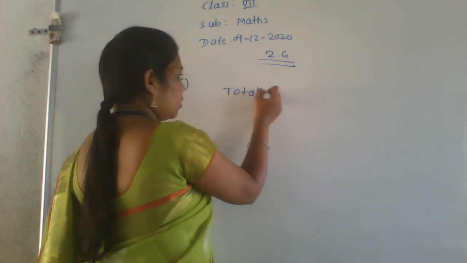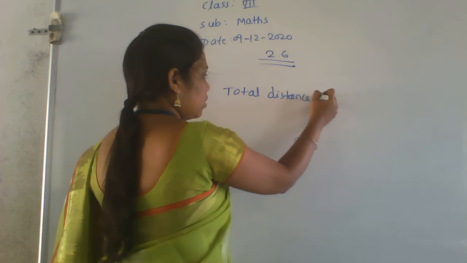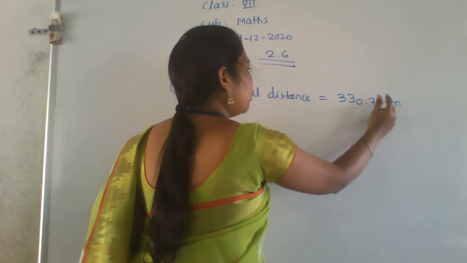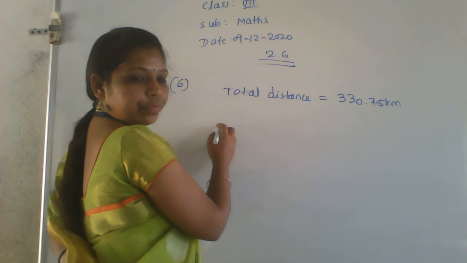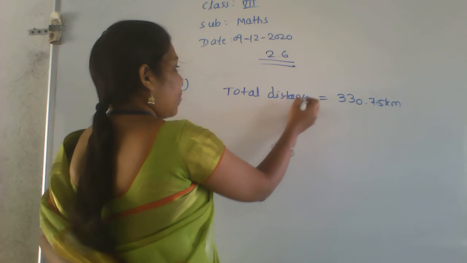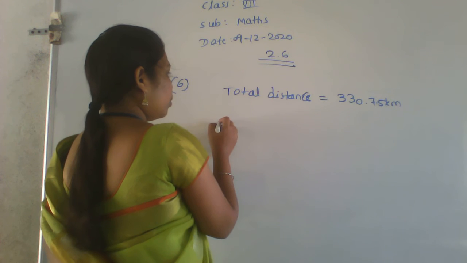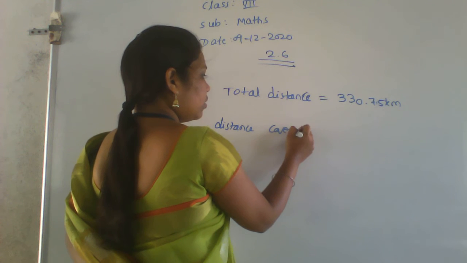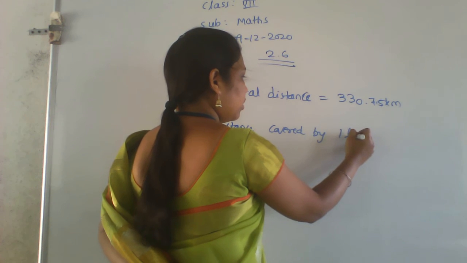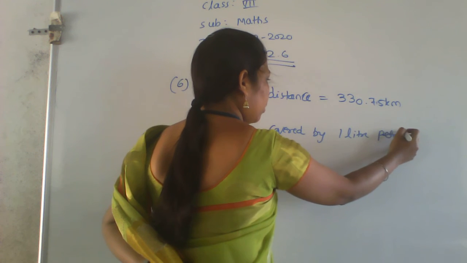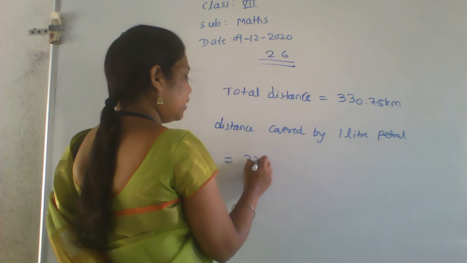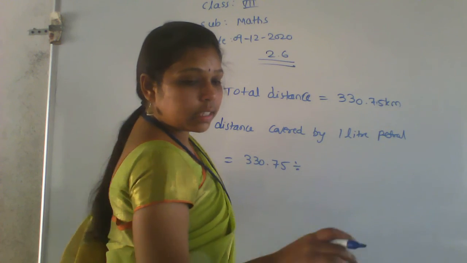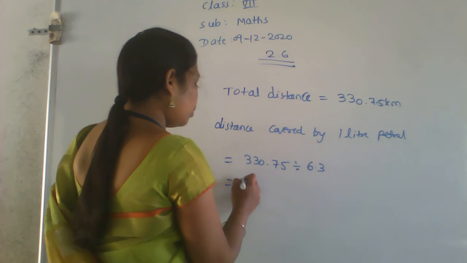Total distance is equal to 330.75 kilometer, and so the distance covered by 1 liter of petrol is equal to 330.75 divided by 6.3 liters. Okay, so do the division.